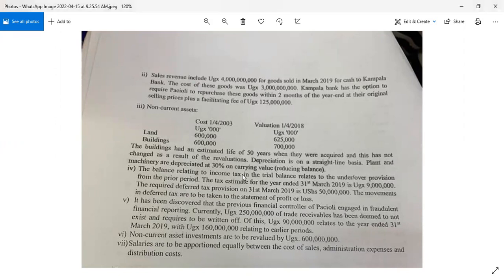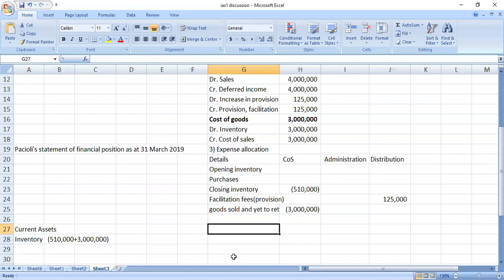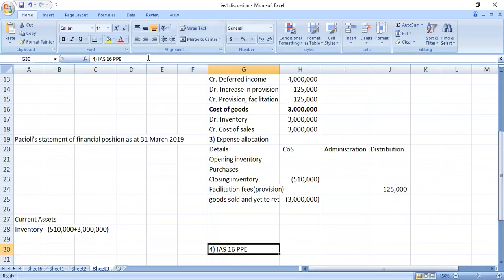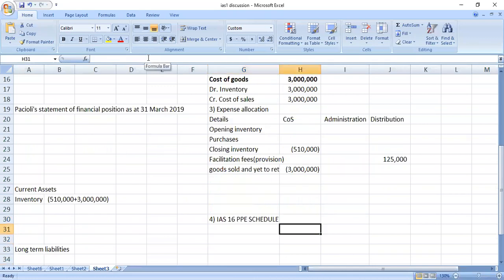So the non-current asset, once you look at it, you know it's already working. So you go and do the working. Here basically you draw a schedule. I can call it working 4, and I'm saying this is IAS 16, the PPE schedule. So the PPE schedule, what you do is you go to your trial balance and see all the assets.